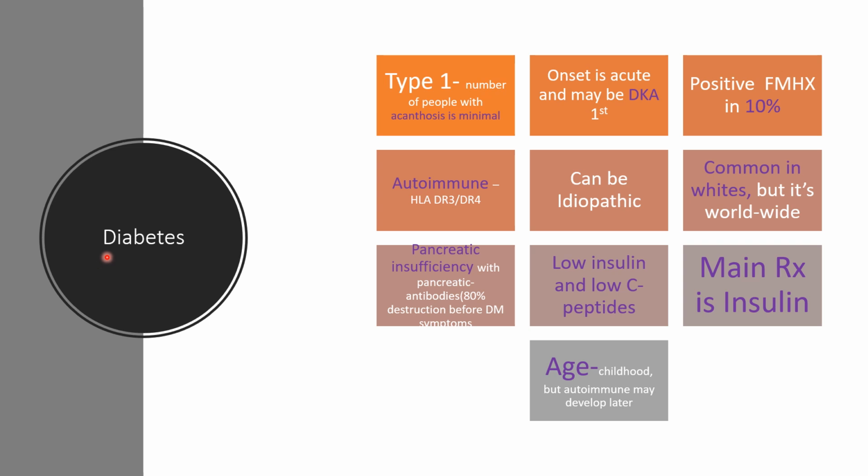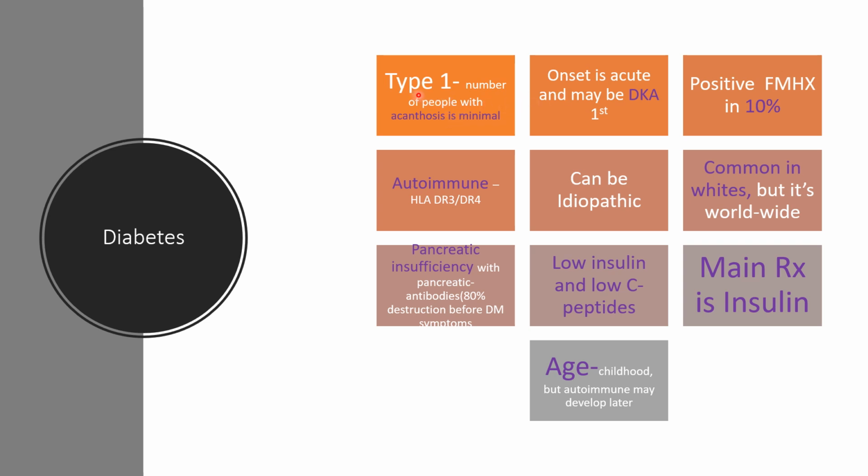Now, diabetes mellitus fully. You've heard about type 1 diabetes mellitus, right? Okay, let's briefly review that here. The number of people with type 1 diabetes mellitus with acanthosis nigricans will be minimal. Okay, acanthosis nigricans. It is a form of rash at the back of the neck and some parts of the body. Let's just go on. Later on, we'll talk more about that.